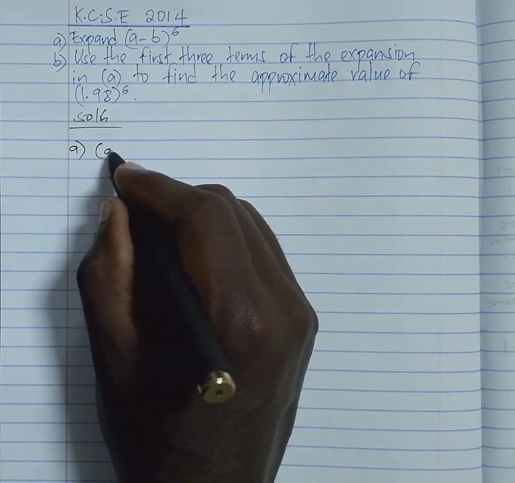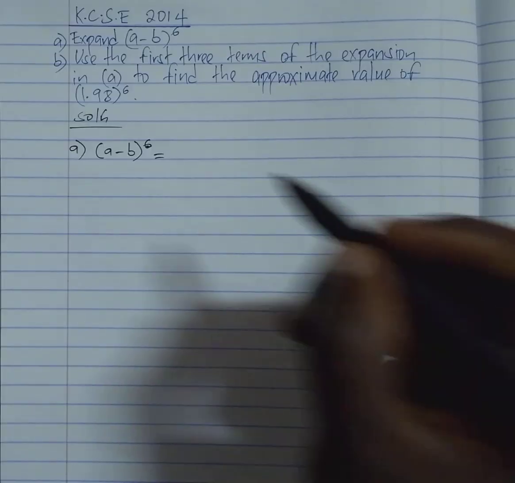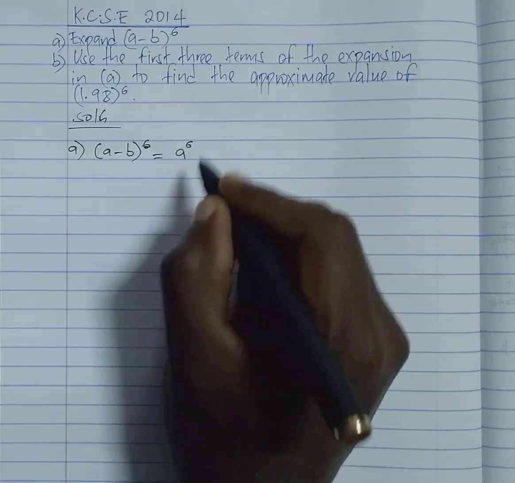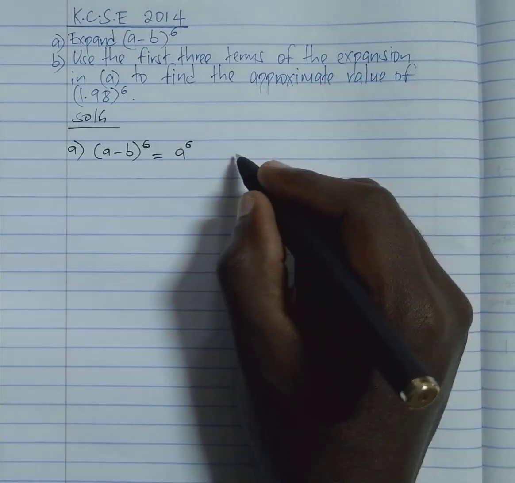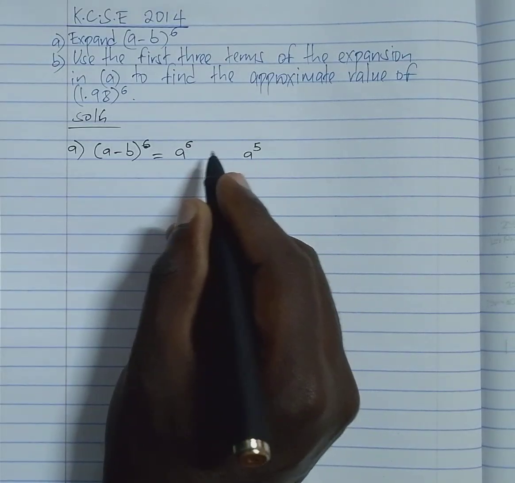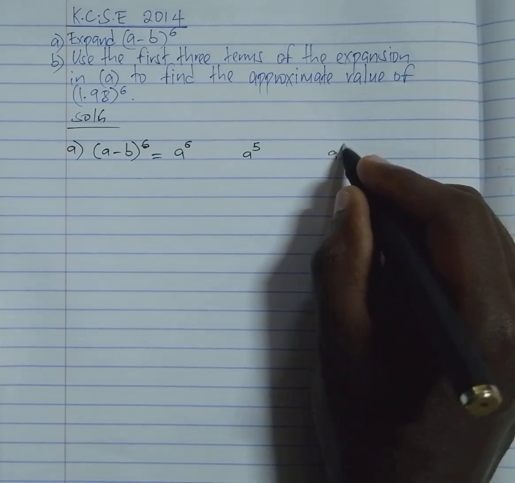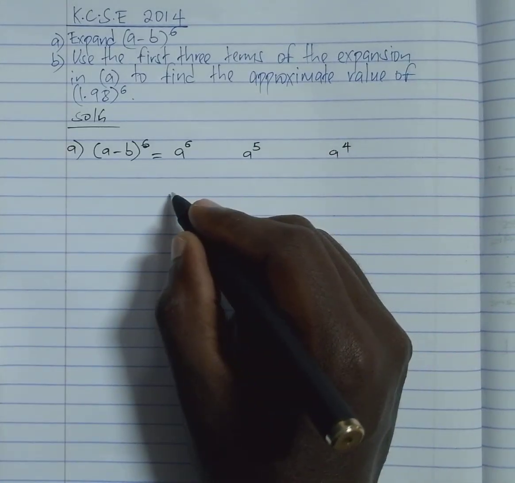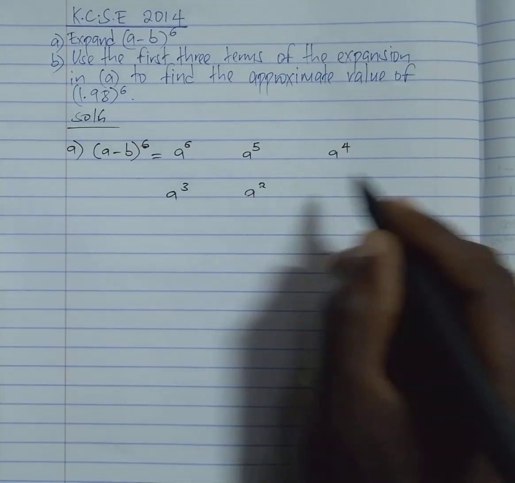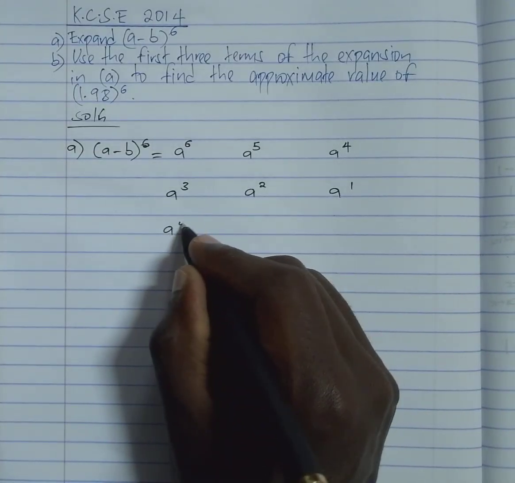We are going to expand (a − b) raised to the power of 6. Here we start with the first term, which is a. We write it to the power of 6. We leave a gap and write a to the power of 5. We minus the power with 1 until we reach 0. So we leave a gap, a to the power of 4, another gap, a to the power of 3, a gap, a to the power of 2, a gap, a to the power of 1, and finally a to the power of 0.